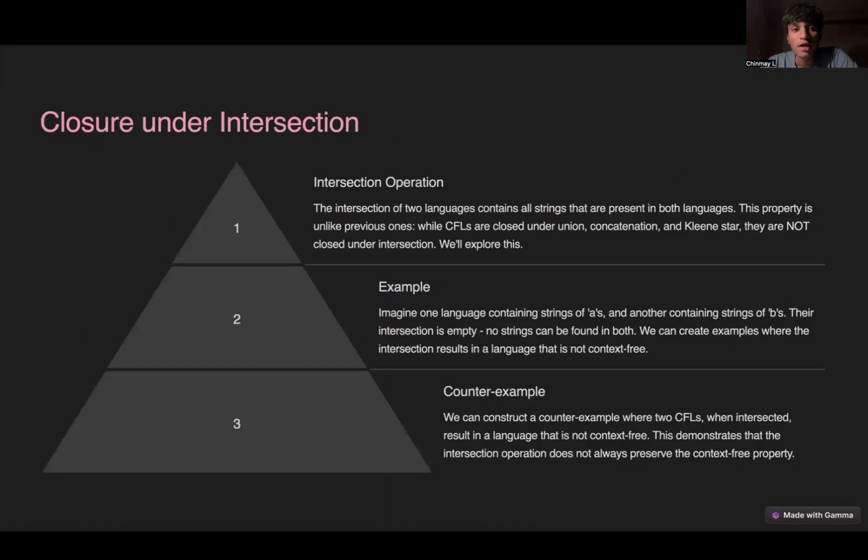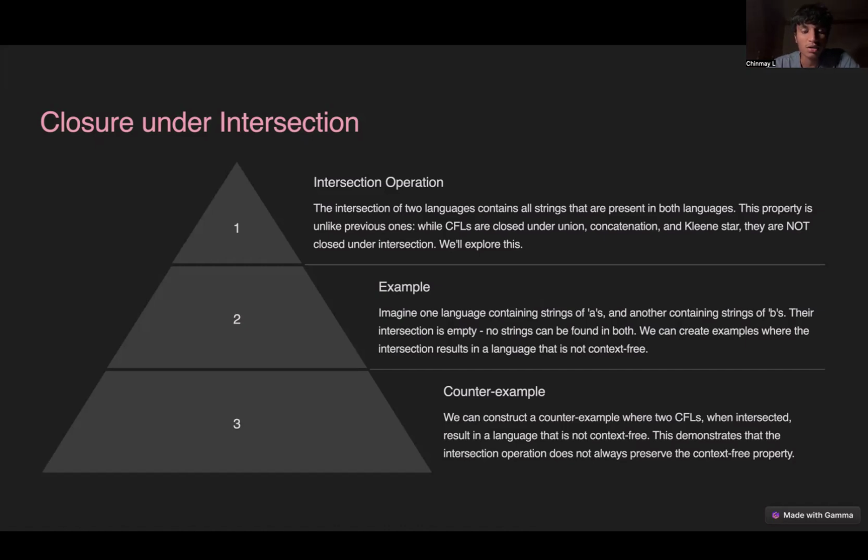Closure under intersection. The intersection of two languages contains all the strings that are present in both languages. This property is unlike the previous ones. While CFLs are closed under union, concatenation, and Kleene star, they are not closed under intersection. We'll explore this.